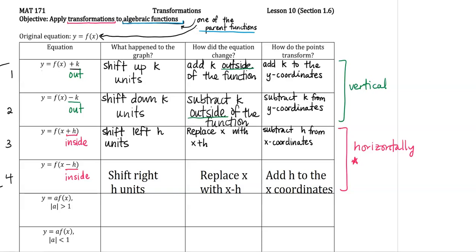And they also happen kind of backwards. It happens counterintuitively. So I think our brain most of the time will tell us that if we're adding, we should go right, but that's not the case. If you add on the inside of the function, you go left. If you subtract on the inside of the function, you go right. So horizontal things will be happening counterintuitively as we look at transformations.